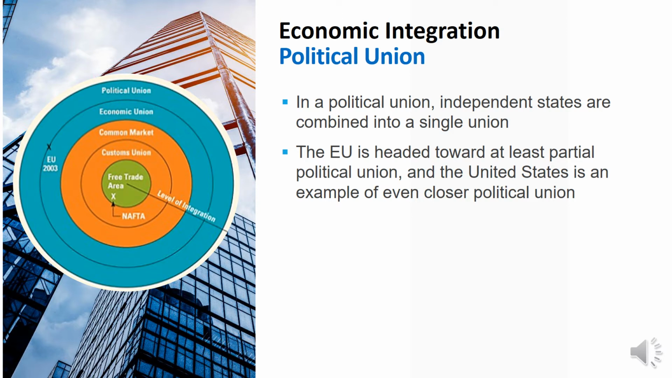Okay, now we talk about political union. The largest level of integration in economic integration is political union. Independent states are combined into a single union. For example, the EU is headed toward at least partial political union, and the United States is an example of an even closer political union.